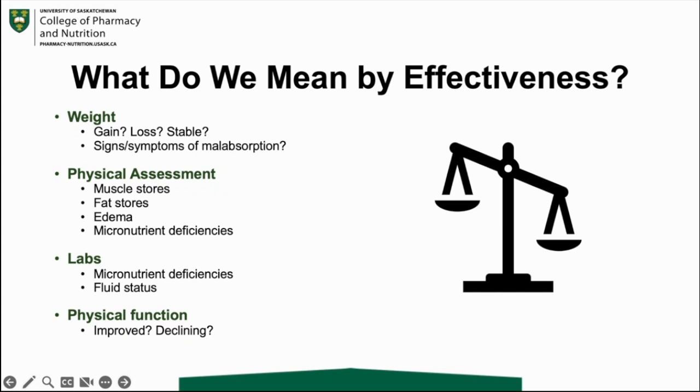to prevent further decline. We use certain parameters to assess nutritional status, which helps us to identify whether someone is malnourished or not. Some of these parameters include weight, muscle and fat stores, and physical function. We also use a physical assessment as well as labs to monitor a patient's micronutrient and fluid status.